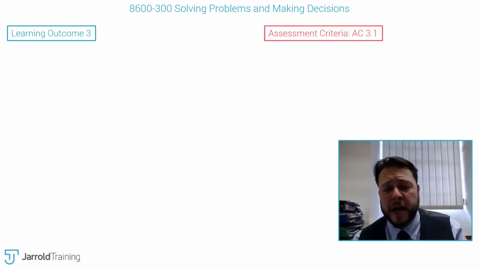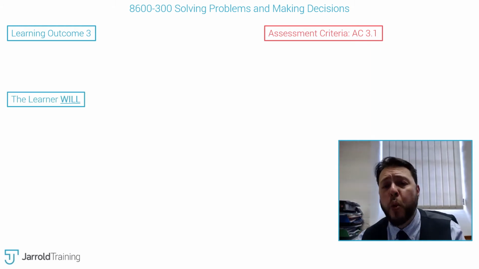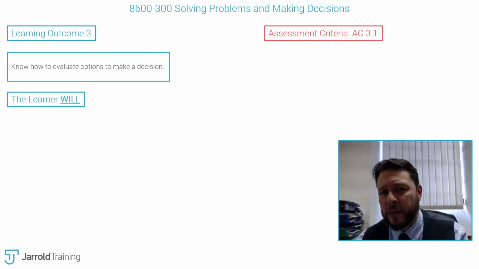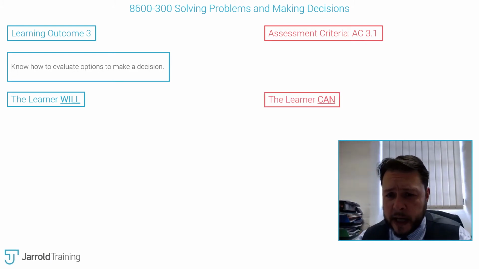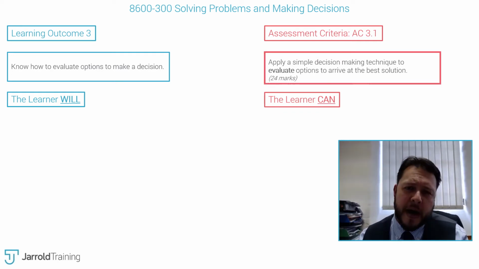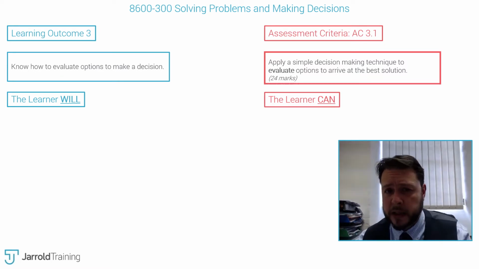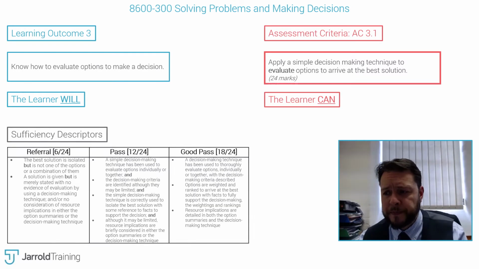So we're in Learning Outcome 3 here, and Learning Outcome 3 says that the learner will know how to evaluate options to make a decision. And 3.1, which is the only assessment criteria here, wants that the learner can apply a simple decision-making technique to evaluate options to arrive at the best solution. It's worth 24 marks, so 24% of the entire essay rests on this question.